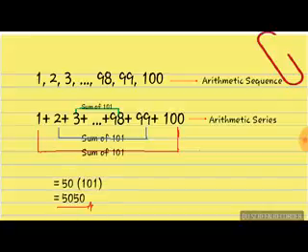Since we add the first term and the last term as a pair, we have 50 pairs all in all. So we multiply it by the sum of 101. So we have 50 times 101, and we get an answer of 5,050.